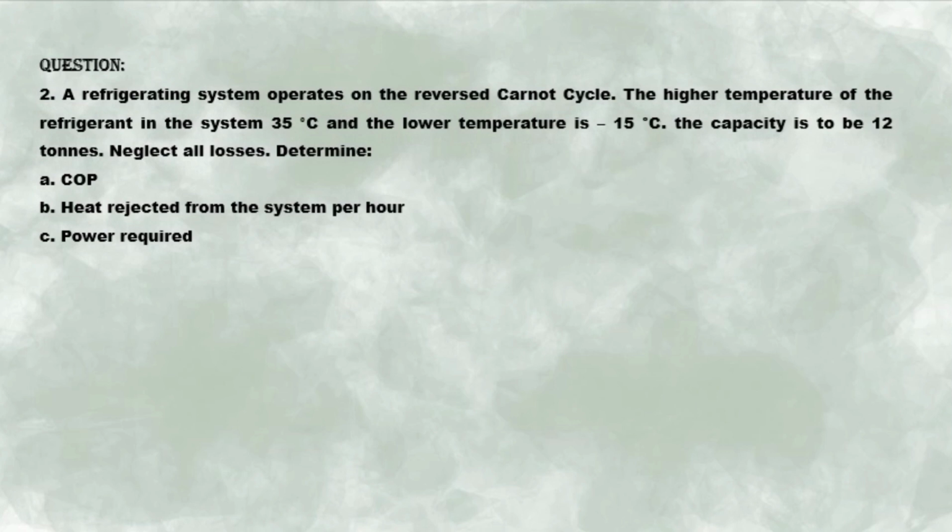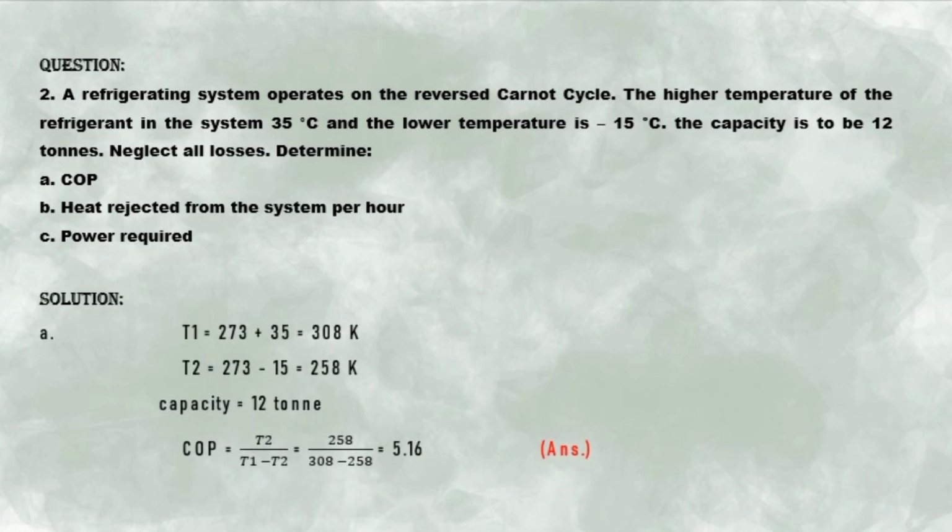For our second question, a refrigerating system operates on the reversed Carnot cycle. The higher temperature of the refrigerant in the system is 35 degrees Celsius, and the lower temperature is negative 15 degrees Celsius. The capacity is to be 12 tons. Neglect all losses. Determine the coefficient of performance, the heat rejected from the system per hour, and the power required.